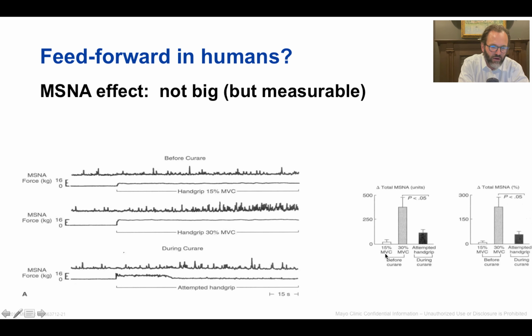That's depicted over here, where you can see before curare, we get a very substantial increase in sympathetic nervous system outflow, which is dramatically attenuated with curare under both conditions here. So in humans, at least, it doesn't appear as though there's a very sizable sympathetic outflow component due to feed-forward mechanisms.